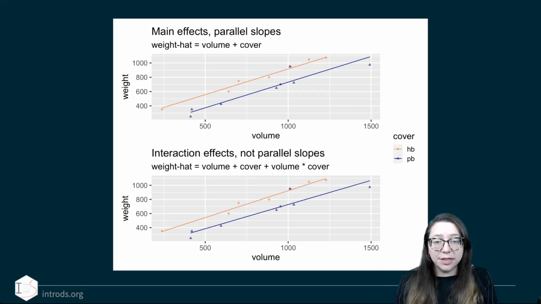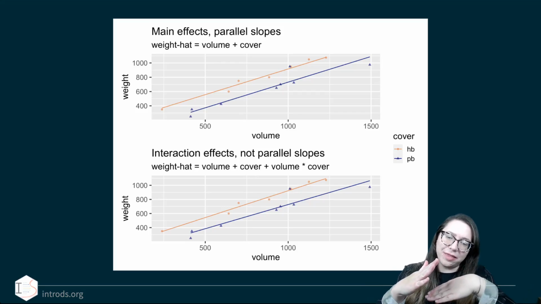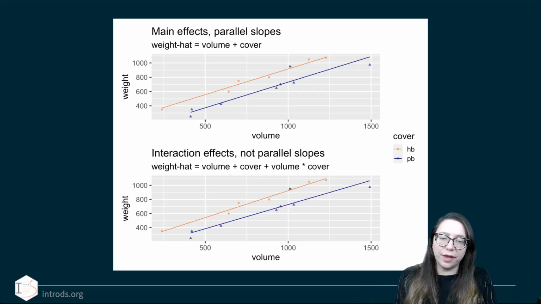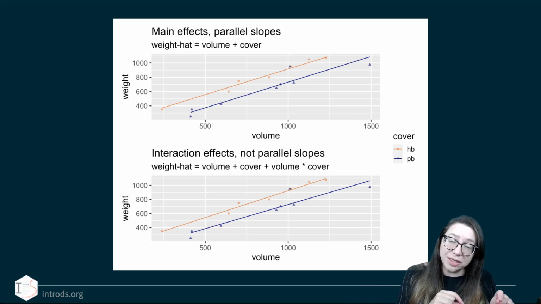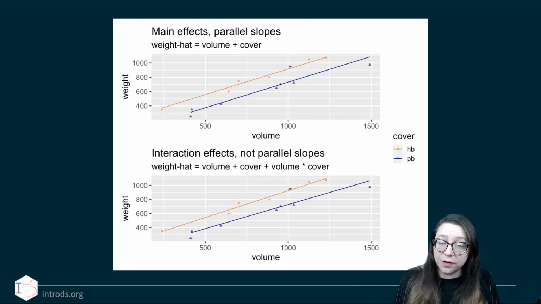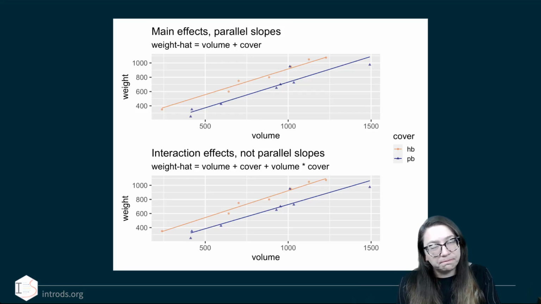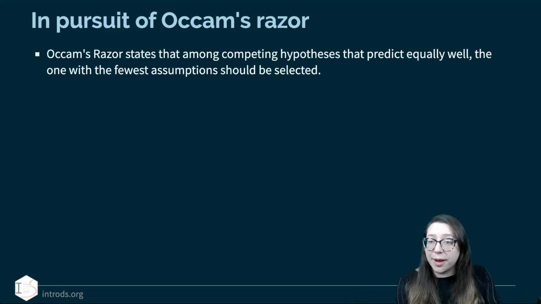In the bottom plot, we actually have the lines not parallel with each other. And I think the distinction is so minor that you do need to look a little bit closely at it, but you can see that the orange line is a bit steeper than the purple line. So here, as volume increases, the rate at which weight is changing is slightly different for the two types of books. So which one of these makes more sense? Just looking at the data, maybe hard to say. So why do we care about this?